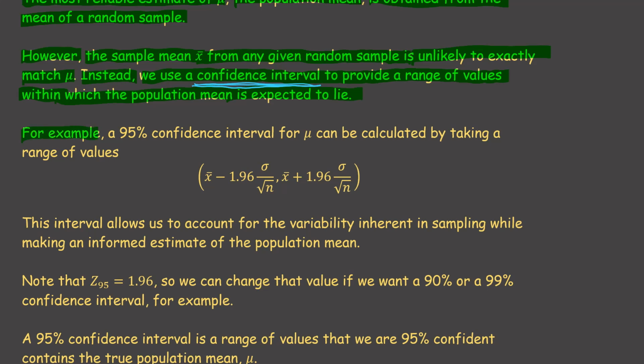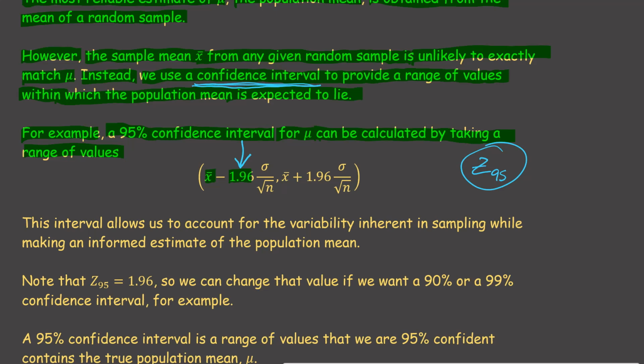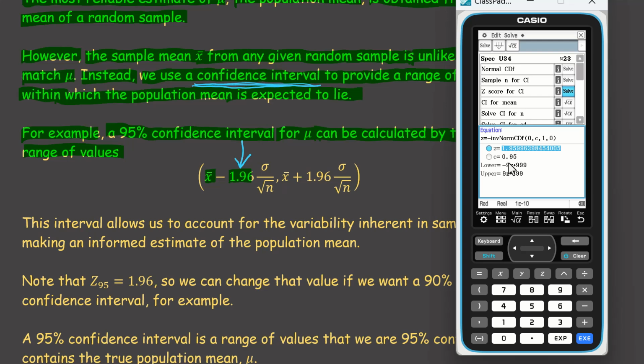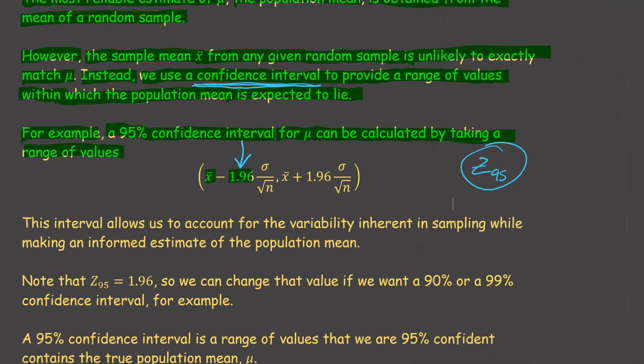For example, a 95% confidence interval for mu can be calculated by taking a range of values. So we have x bar, take away 1.96, you should recognize that value. We've looked at that value before. That is the Z95 value, and we looked at getting that from the calculator. Let's just quickly look at that again. Here is my calculator, and in fact, that's the last calculation I did. So we've got the 0.95 and we've got 1.9599. That's the 1.96. So it's just rounded a bit.